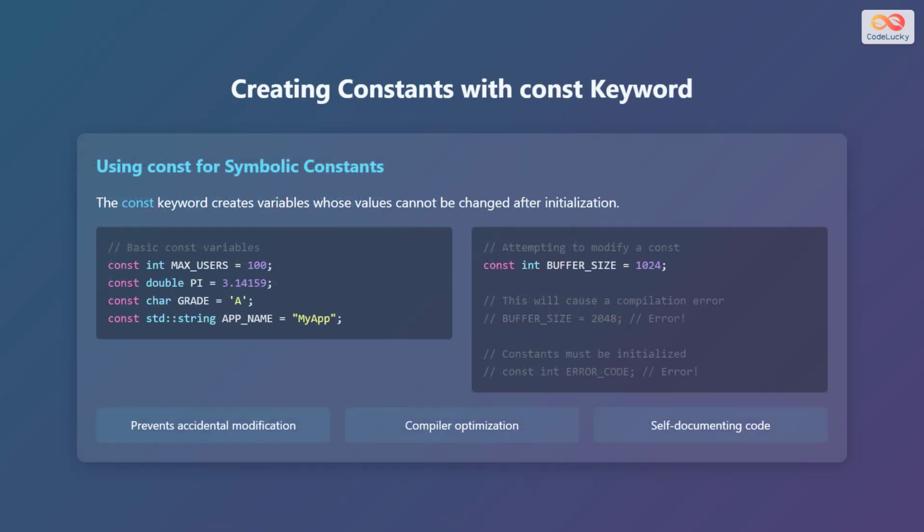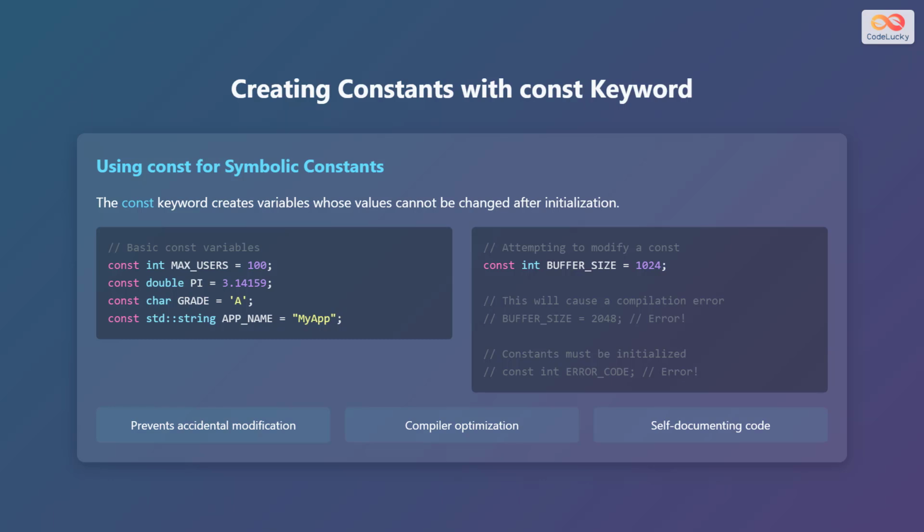Now let's see how to create constants using the const keyword. The const keyword is used to create variables whose values cannot be changed after initialization. This ensures that the value remains constant throughout the program's execution. For example, we can declare a constant integer max_users and assign it a value of 100. Similarly, we can declare a constant double pi and assign it the value 3.14159.